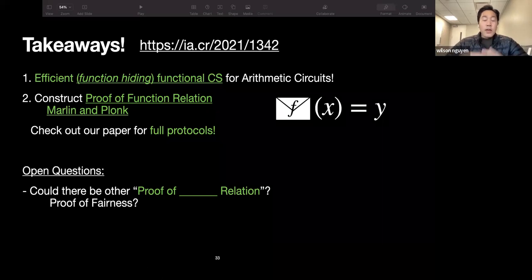And so you think maybe I can prove that the algorithm that I've committed to is fair without having an external auditor be able to see what the function is. And so maybe there's proofs of fairness, maybe there's proofs of some other properties that are desirable.